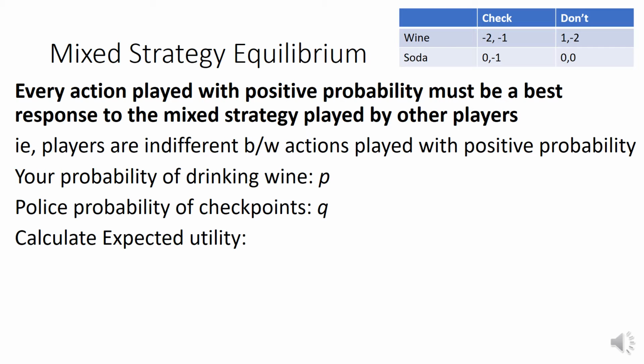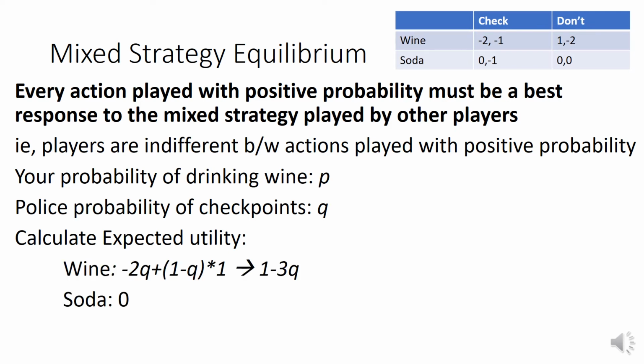Well, you're drinking wine with probability P. What happens to the police if you drink wine and they don't check? -2. -2 times probability P. And what happens to the police if they don't check and you drink soda? Nothing. Okay? So -2P equals -1. That's our indifference condition. We can simplify that to 2P equals 1. And P star, because this is an optimality constraint, equals 1/2.